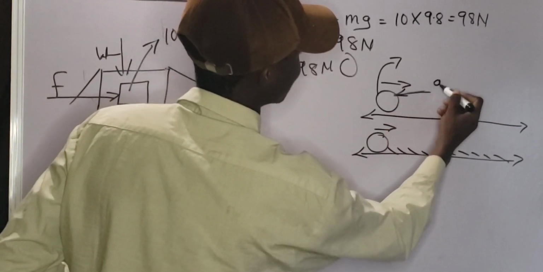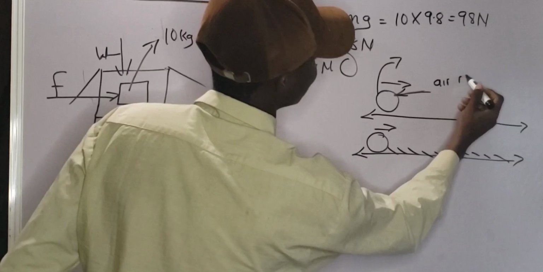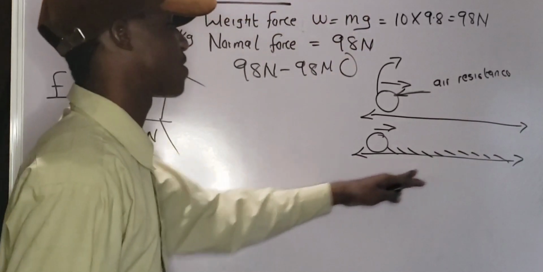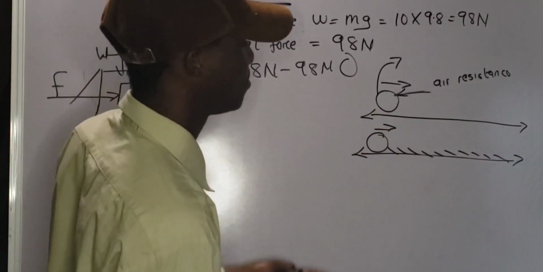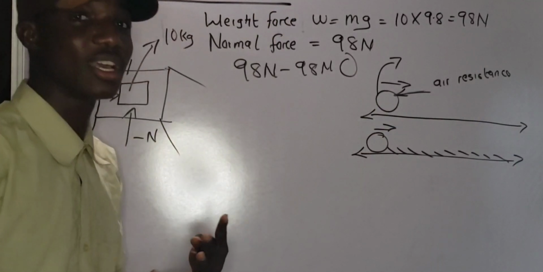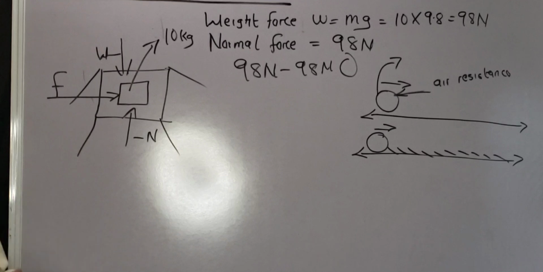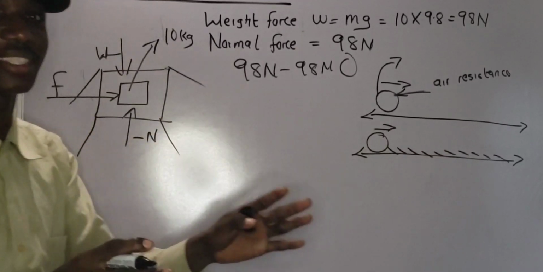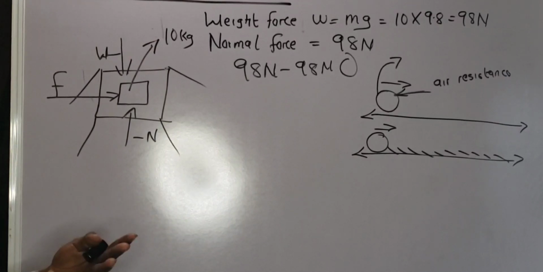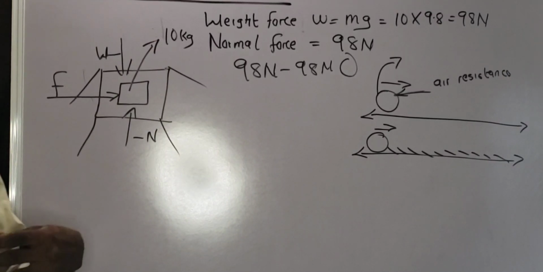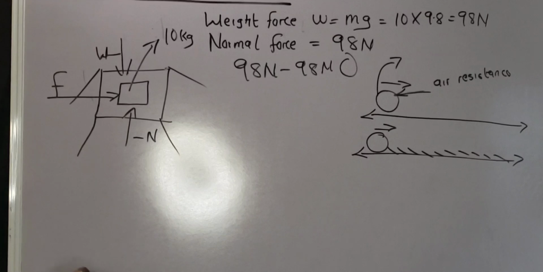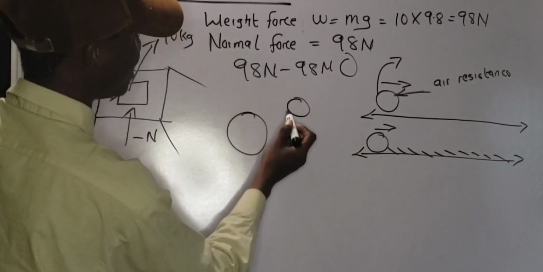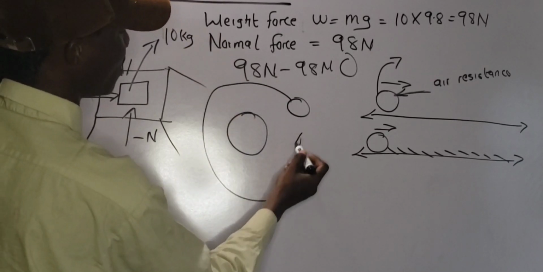Apart from the frictional force, there is also air resistance that will bring the object in motion to rest. But let's say we find a way of removing the frictional force and there is no air resistance, the object will continue to move. And a typical example is the movement of the earth around the sun. You know, we have the sun here and we have the earth. The earth continues to orbit the sun.